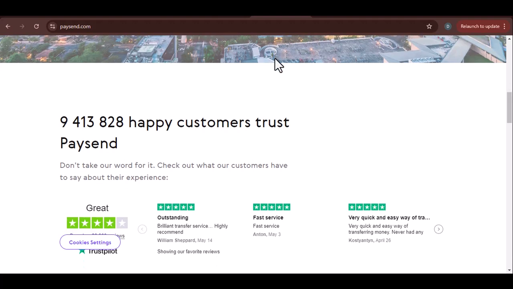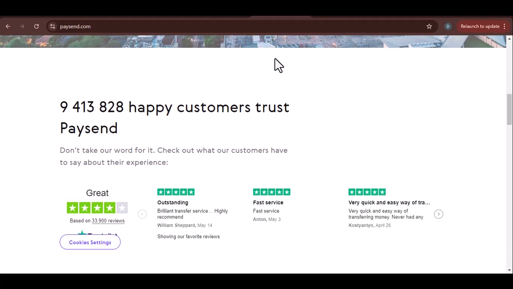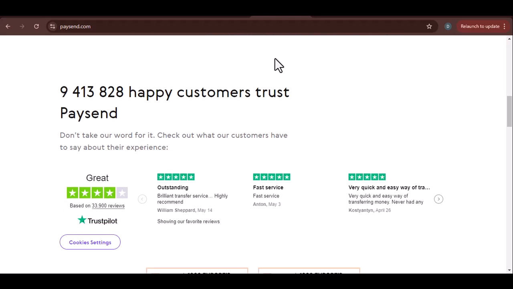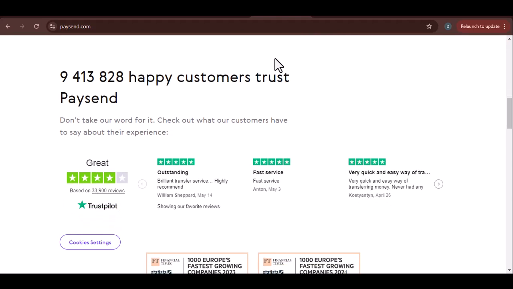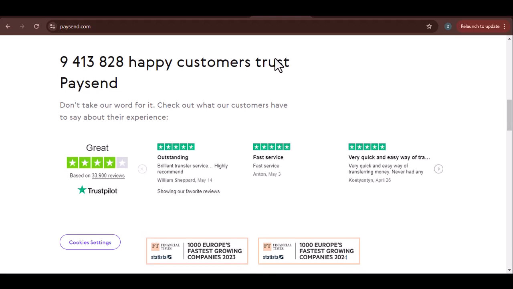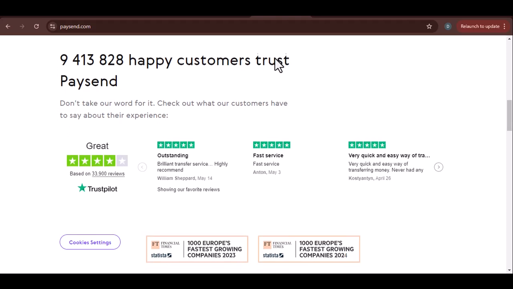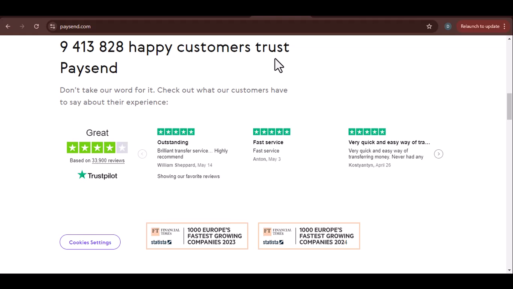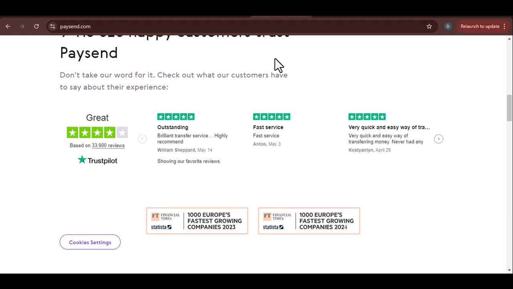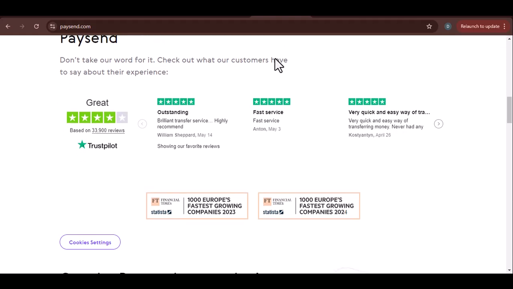General send limits. Provide general information about the average send limits on Paysend. Use examples to illustrate the limits. For instance, you might be able to send up to $10,000 in a single transaction from the United States to the United Kingdom.